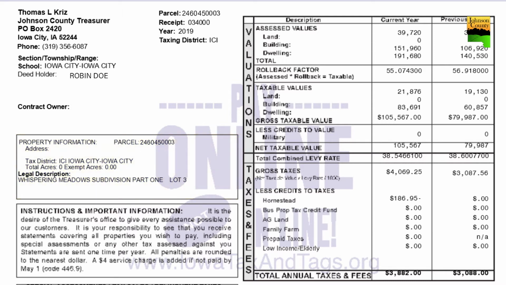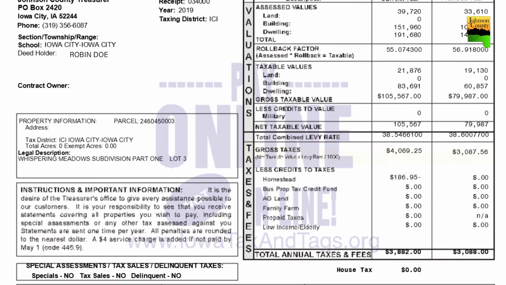To the right of the property information is the tax computation box. This section focuses on the assessed value of the property, including your land, dwelling, and any additional buildings on your property. After that, the rollback factor determined by the state of Iowa is applied to the total value, which determines the gross taxable value. This is the taxable amount prior to applying any credits. The total combined levy rate is the total cumulative tax rate requested by the taxing authorities against your property.